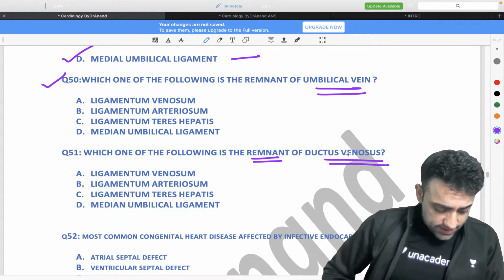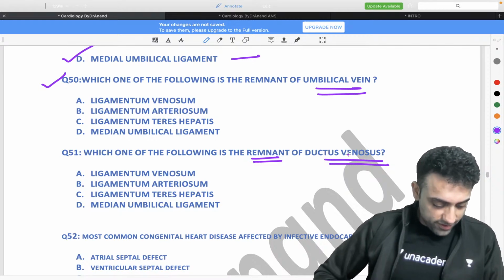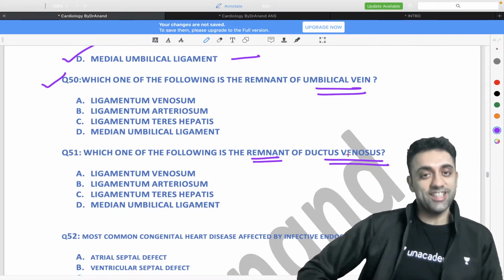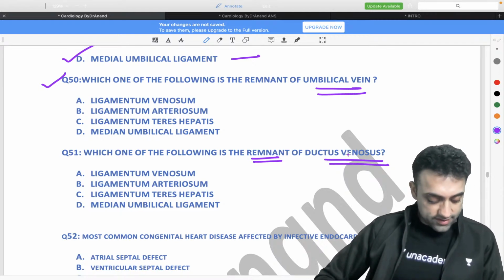Okay, Pancake says Staphylococcus. Whenever I see your name, it reminds me of golden yellow colonies of staph warriors. That's true. I agree with you.